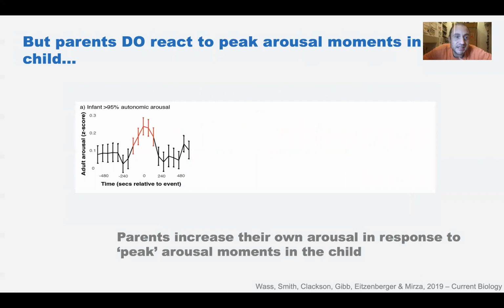And we found using this that parents do react to peak arousal moments in the child. So this moment 0 is the moment where the child crosses their 95th centile arousal threshold. And when we average the adult arousal data around there, we get a clear peak in the adult arousal relative to that moment. So that's suggesting that parents increase their own arousal in response to peak arousal moments in the child.